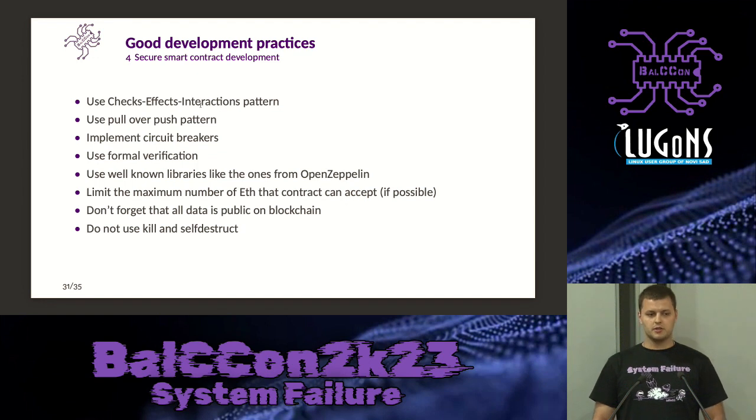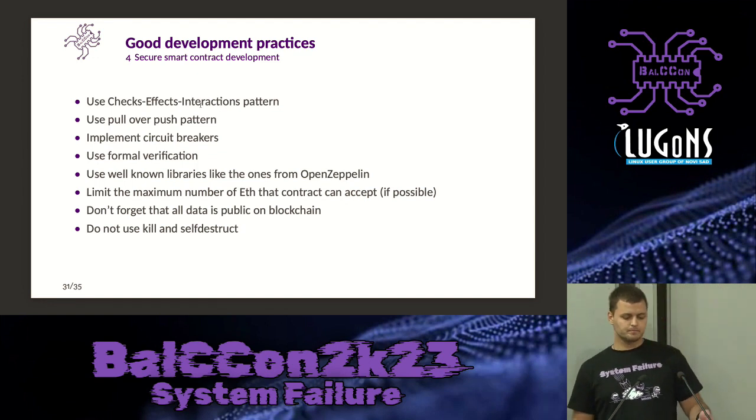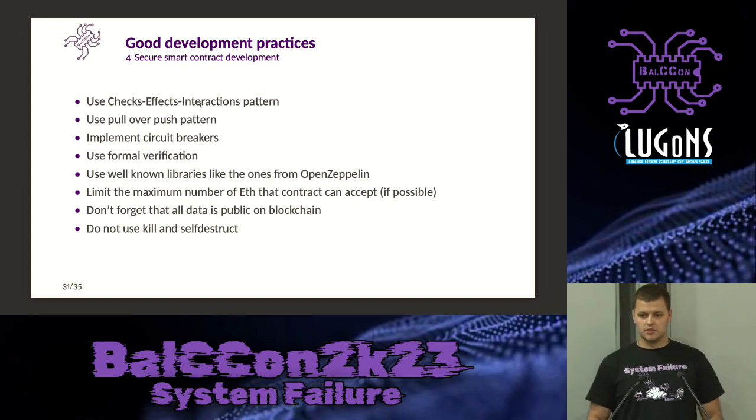Implement circuit breakers, let's call it panic mode. If you see something unexpected, you have a trigger to stop all the functions that are important for the system, letting people only withdraw, take the money out of the contract, and not do anything else. Formal verification, of course, as for any program, it's required. Use well-known libraries, like the ones from OpenZeppelin, which is well-known in the industry. If it's possible, limit the maximum number of tokens that you can accept and handle. So, just recommendations.